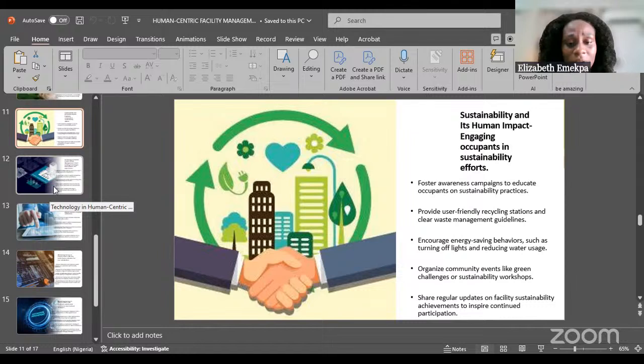And organize community events, like a green challenge or sustainability workshop in your environment. Share regular updates on facility sustainability achievements to inspire continued participation. Next slide, please.